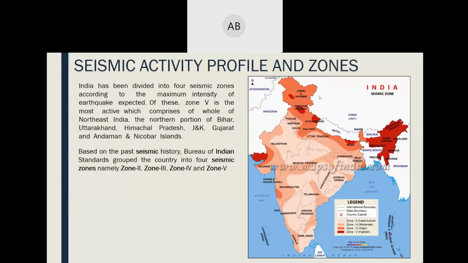So this is a representation of our seismically active zones in the country. These red zones are the areas of concern. You see the entire Northeast India, all the states of Northeast India.